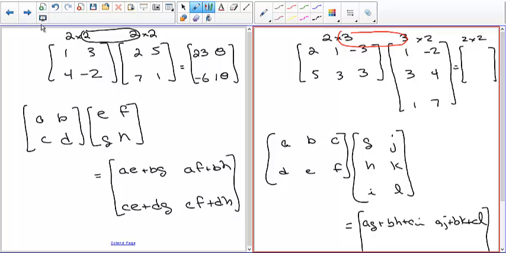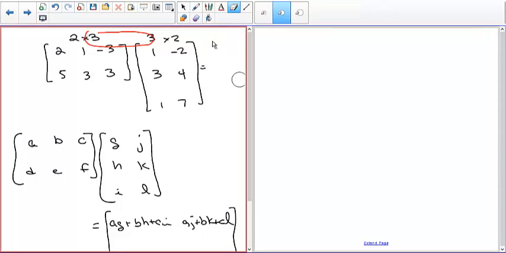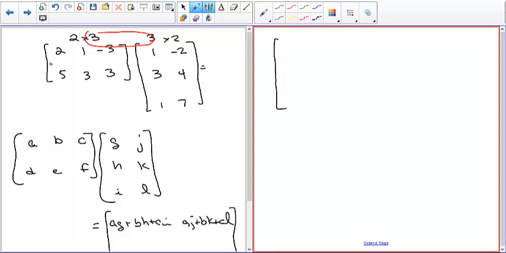And because this is fairly big, I'm going to do this over here, kind of like that. And I'll just write out the result. So 2 times 1 is 2, plus 1 times 3, which is 3, plus -3 times 1, which is -3. Okay, so this row and that column. First row, first column. Then first row, second column: I'm going to get 2 times negative 2, which is negative 4, plus 1 times 4, plus negative 3 times 7, which is negative 21.